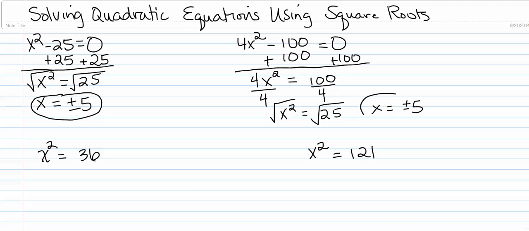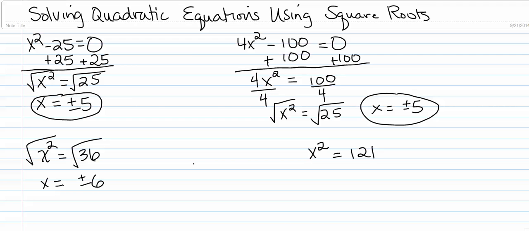Sometimes you'll get problems set up like this right away, where it's not equal to 0, but already set up so that all you have to do is jump right in and take square roots. So take the square root of both sides, and what that does is it gets x by itself. The square root of 36 could be 6, or it could also be negative 6. So the solutions there would be positive 6 or negative 6.